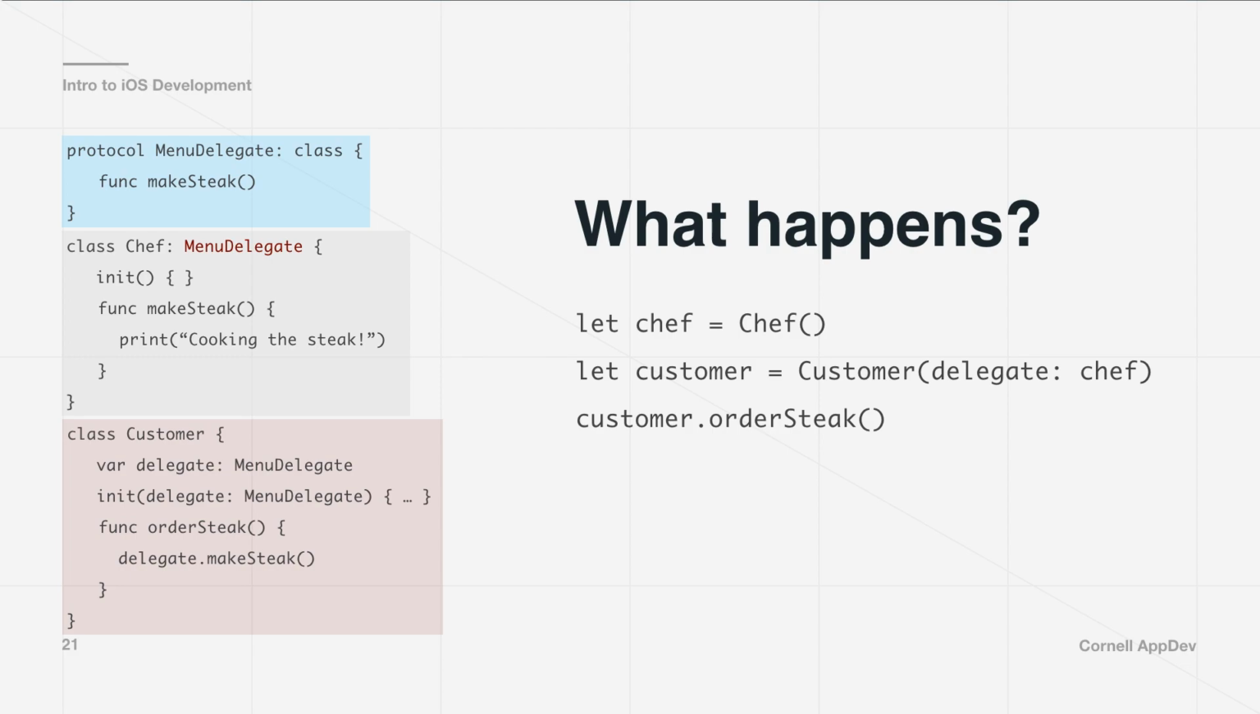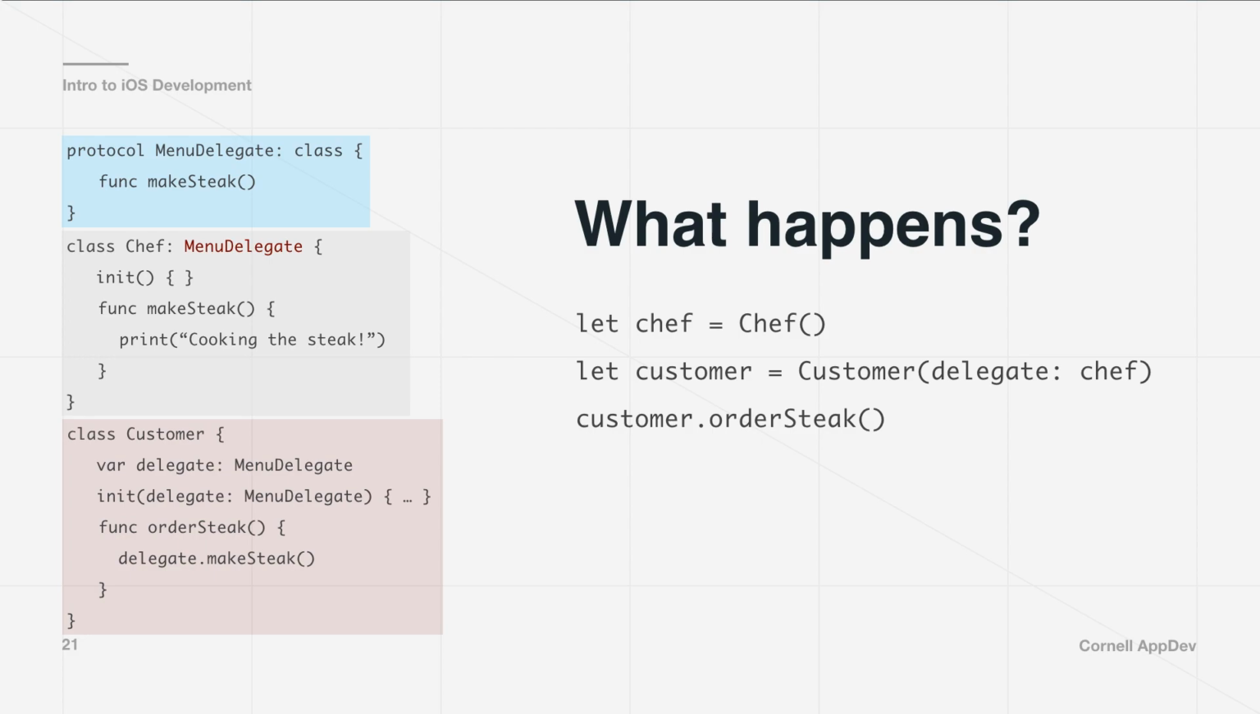So we can't say chef.makeSteak because we don't necessarily know. Let's say there's a set of doors and you can't see the chef. It's basically just anyone that has the menu and knows how to make it can make the steak. So if we have a variable that holds on to anyone who has implemented MenuDelegate, then we can call makeSteak. So that's why it's delegate.makeSteak. So is it like an interface? Yeah, it's almost exactly like an interface.